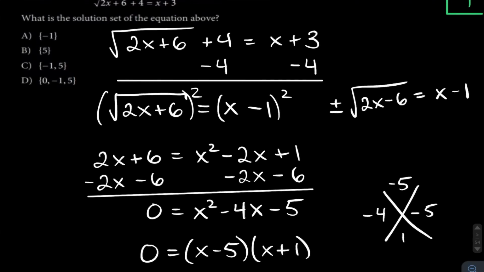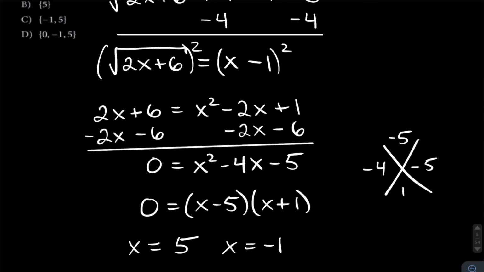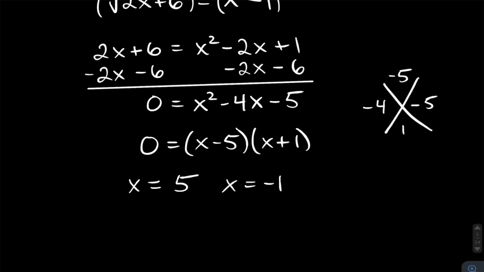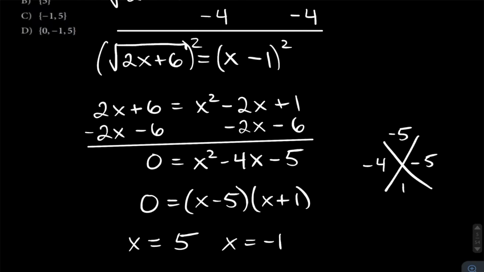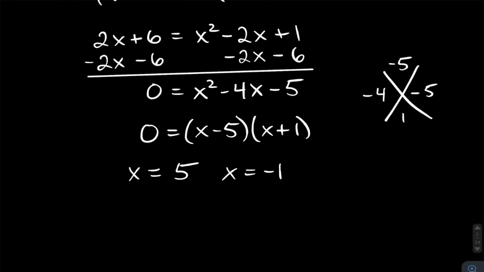Okay? We only want the positive solutions, because we had a positive square root of 2x plus 6, not a negative. And you'll see later in this problem that actually one of the solutions ends up being for that negative version of the equation. So watch this.